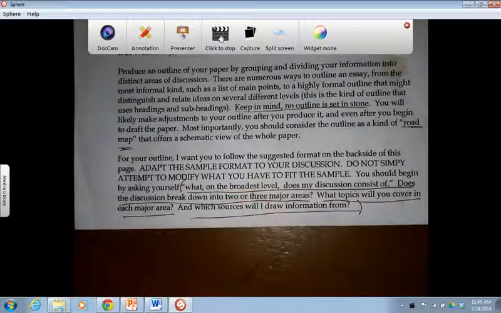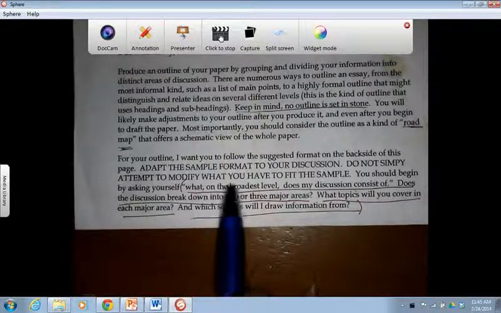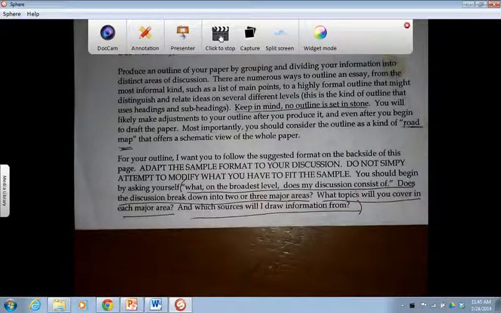Okay? For you, I want you to follow this basic formula. You can use your own numeric system. You can use headers. I don't care as long as you do it. The biggest thing is to focus on the question. What is your topic on the biggest level? What is the discussion that you're talking about on the big picture? What's the overarching idea that you're talking about in this paper?